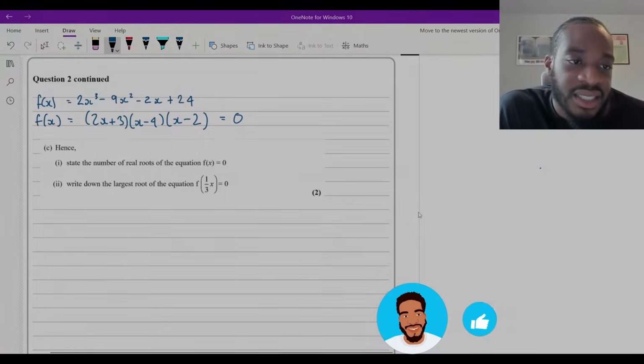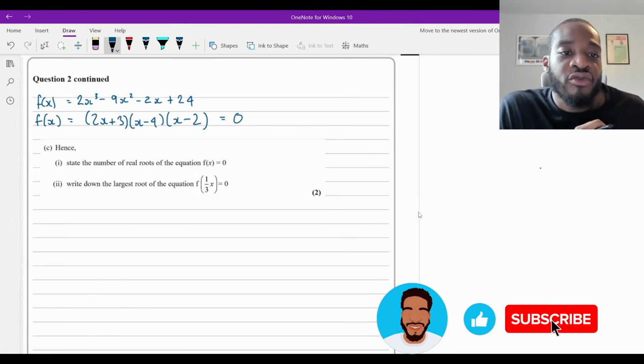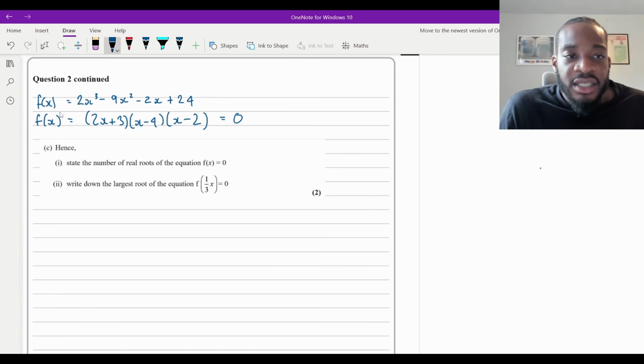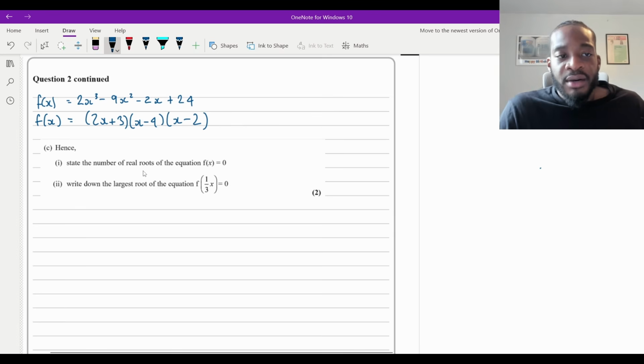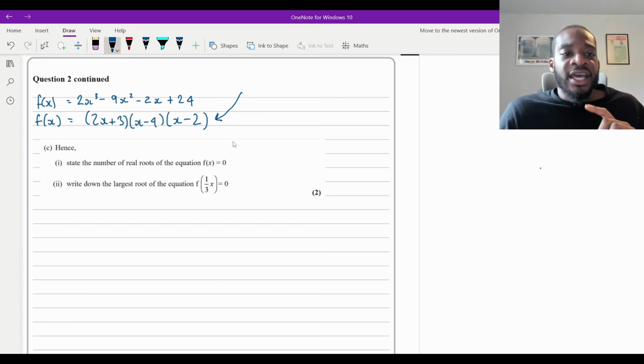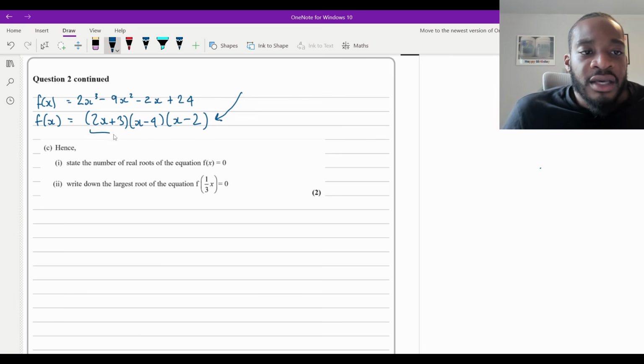Part C says, hence, state the number of real roots of the equation f of x equals 0. Now, I've got f of x, the expanded version and the factorized version here, because that's what we need. We want the number of roots. We're going to use what we did in part B, which was to show that the function could be written as that, which is factorized. There are 3 linear factors. You're going to get a root at every 0 of these factors, right? So there's going to be 3 roots.